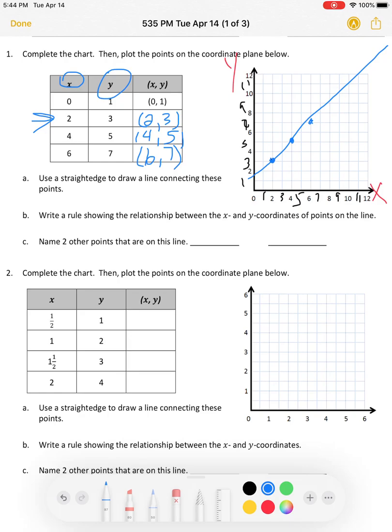Write a rule that shows the relationship between x and y coordinates of points on the line. So for those of us who forgot a little bit about rules, remember when you were in 3rd grade or 4th grade and the teacher gave you a sequence of numbers? Here's a quick example: a sequence of numbers 2, 4, 6, 8, 10. And you all had a discussion about rules, because what if you were missing the next 2 numbers in the sequence? How do you find out which 2 numbers to input?